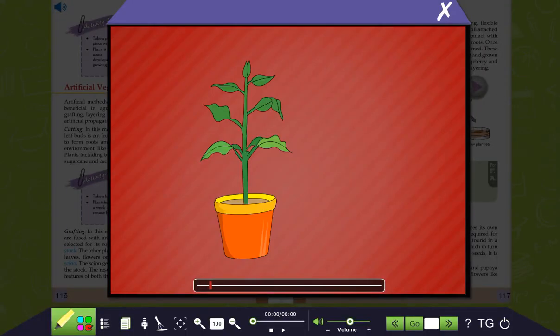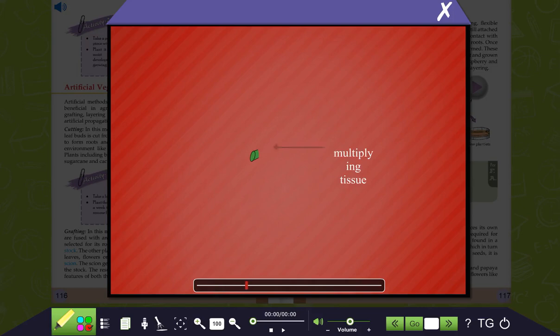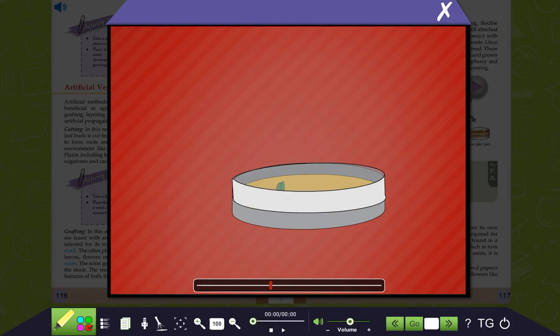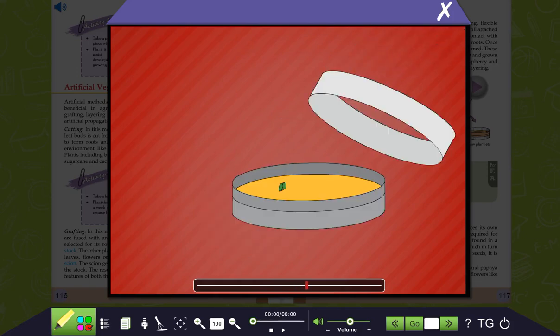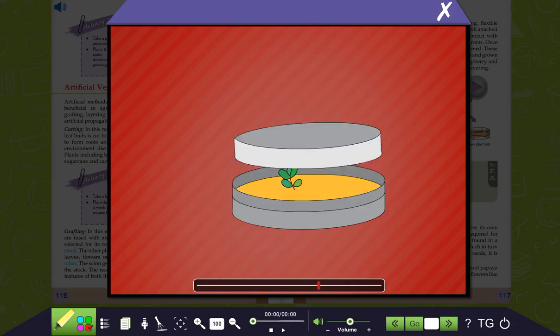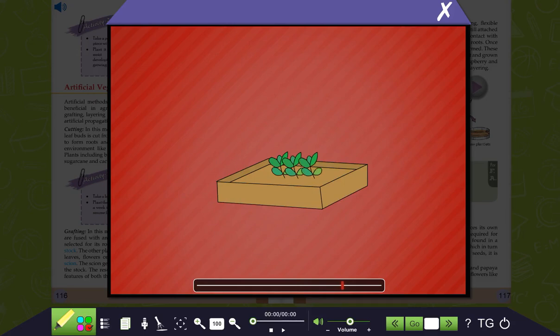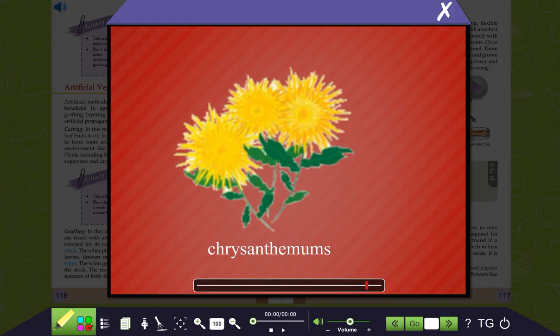Tissue culture. Plant tissues have the ability to generate whole new plants. Living and actively multiplying tissue is obtained from the plant and is kept in a medium containing appropriate amount of nutrients. It is then treated with root and shoot-inducing chemicals in the laboratory. Once it develops into a plantlet, it can be transplanted into soil in the nursery and raised into a full-grown plant. Orchids, bananas, and chrysanthemums are grown using tissue culture.